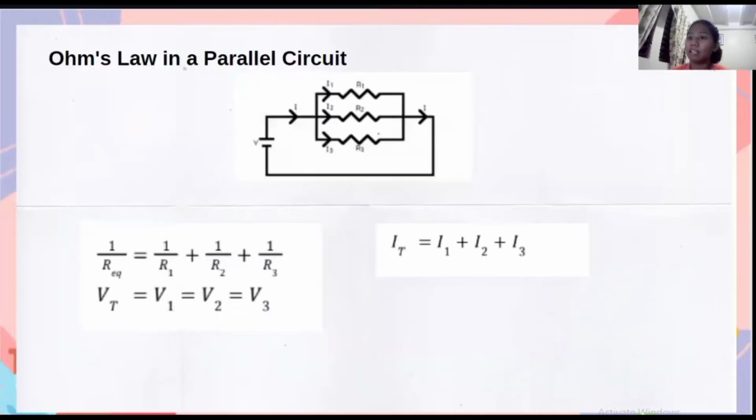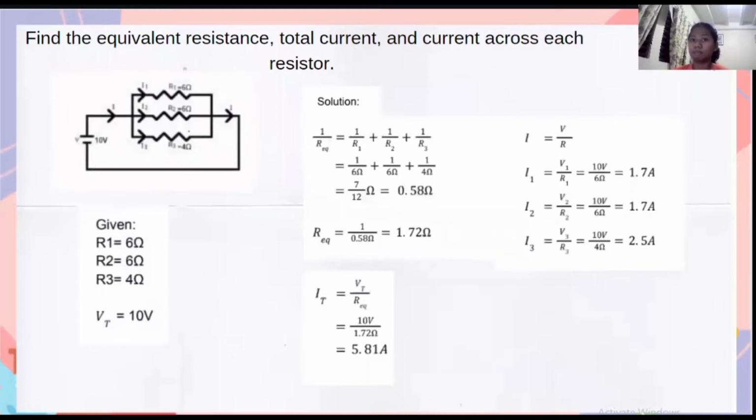Ohm's law in a parallel circuit. As we can see, there are multiple paths. The formula are given. For example, find the equivalent resistance, total current, and the current across resistors.